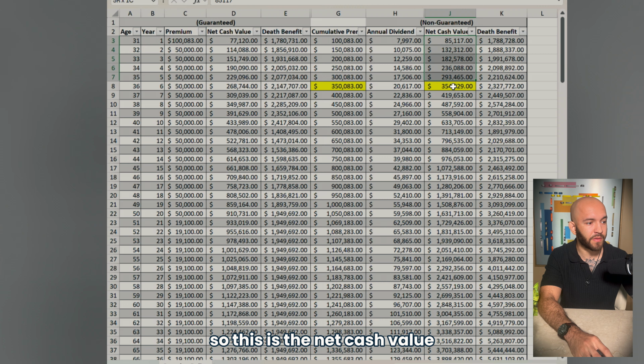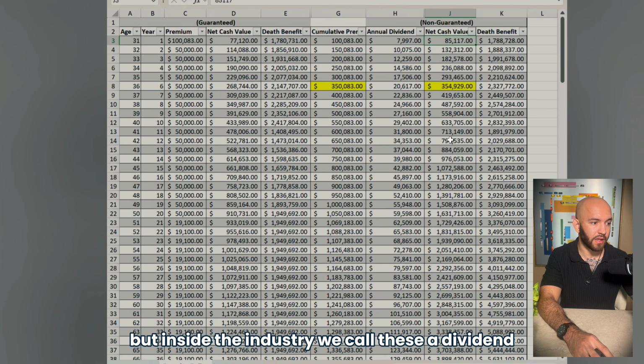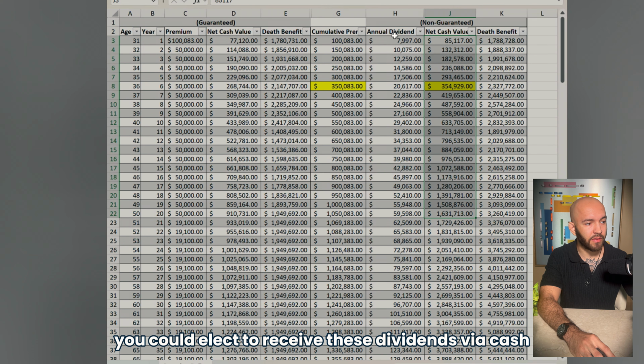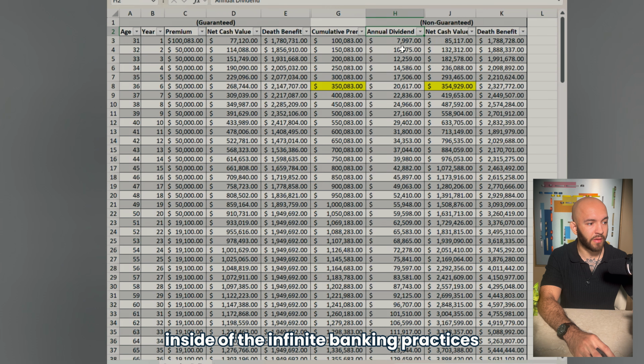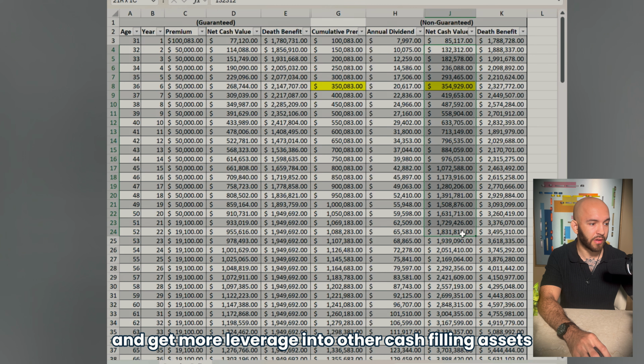So this is the net cash value with the incorporation of these dividends that we just talked about before. Very similar to a brokerage account, these dividends are going to be paid inside of our policy and then reinvested. Note here that these dividends are actually a return on premium, but inside the industry, we call these a dividend. It's also important to note here that all the growth inside this policy with the incorporation of these dividends is tax-free. You could elect to receive these dividends via cash, but what's normal inside of the infinite banking practices is to reinvest these dividends inside of your whole life policy so you can continue to compound your net cash value and get more leverage into other cash flowing assets.